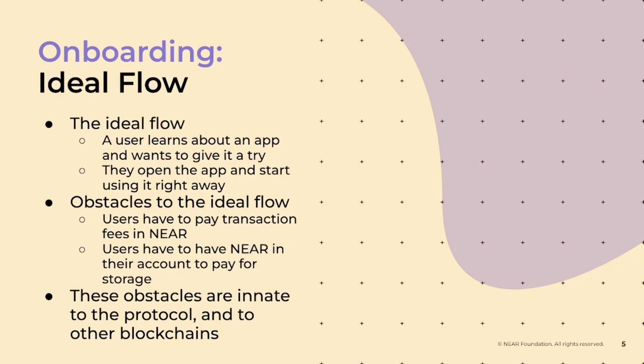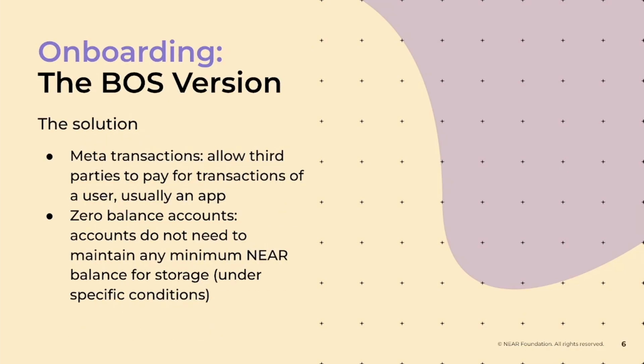And those two obstacles that I described are pretty fundamental to the protocol itself. While there may be ways to optimize that on the app layer, it is likely not going to be perfect because those constraints are placed by the protocol itself. And while that is somewhat unique to Near, other protocols impose similar constraints, maybe in other formats. And I think that's a reason why the onboarding experience in Web3 today generally is not as good as it can be. So what is our solution in the context of the blockchain operating system?